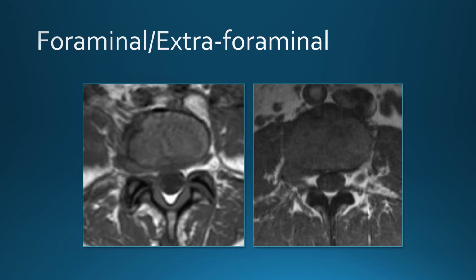And then foraminal and extra-foraminal. So this one on the left is centered to the neural foramen. The one on the right is centered lateral to the neural foramen. They both can compress the nerve roots, so foraminal and extra-foraminal.